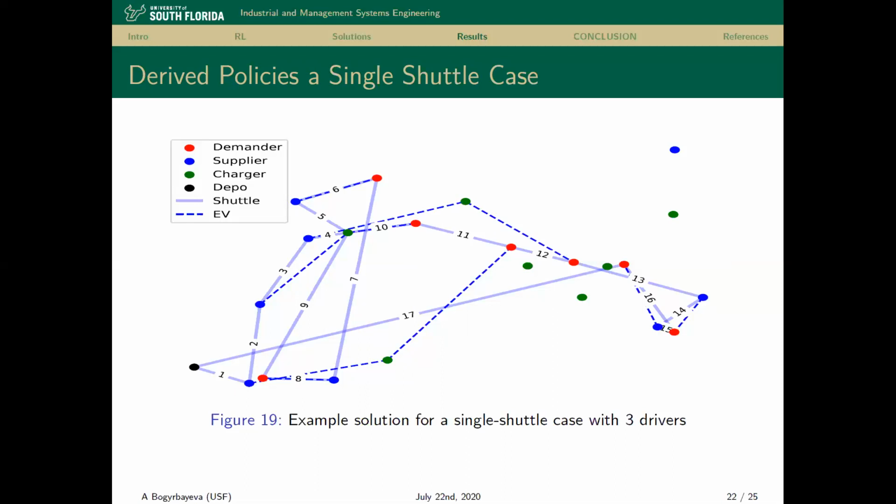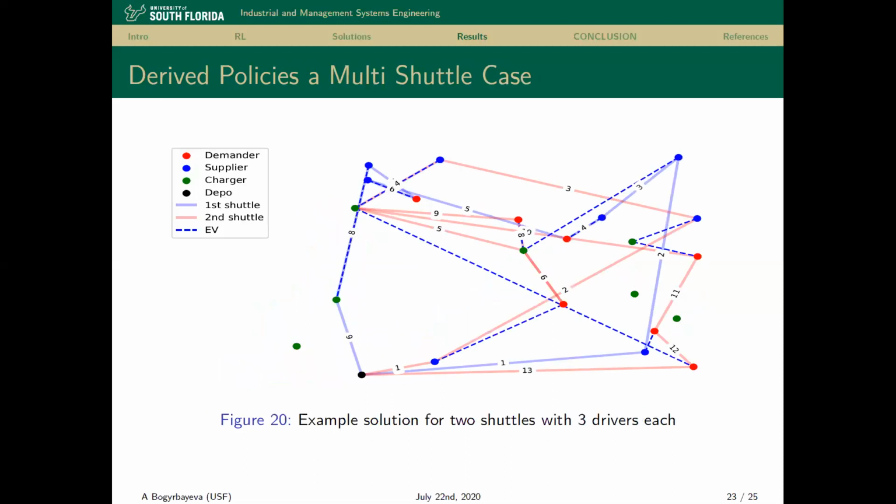Now let's look at the multi-shuttle case, which I think is even more interesting. In this case, we have 2 shuttles and again 3 drivers in each. We are again starting from the depot, and one shuttle, in pink here, is going to visit first 1, 2, 3. It's again immediately visiting 3 supplier nodes. Similarly, the second shuttle is again visiting the supplier nodes first.